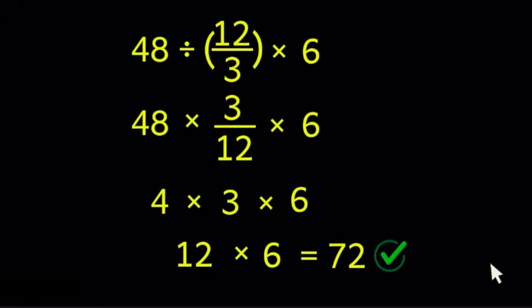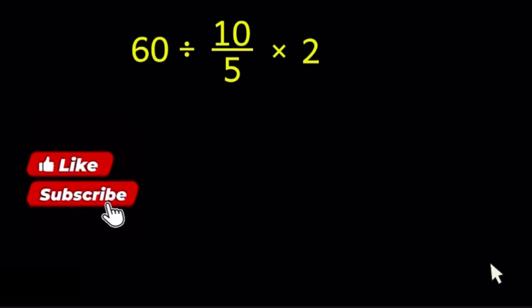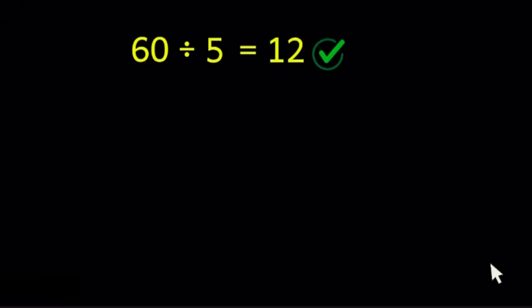Now let's go one more time, and this time don't let your brain rush you. What if your brain rushed and solved this question? 60 divided by 10 over 5 times 2. 10 cancels with 2. Now we have 60 divided by 5, and 60 divided by 5 gives us 12. So the answer is 12. But once again, this answer is wrong. Now let's slow it down and apply the correct rule.